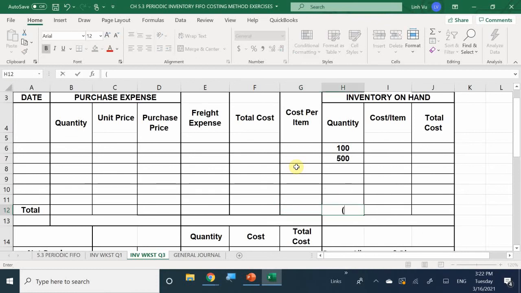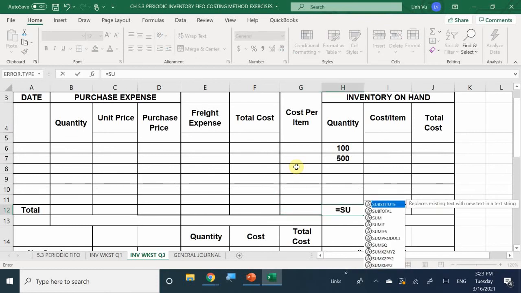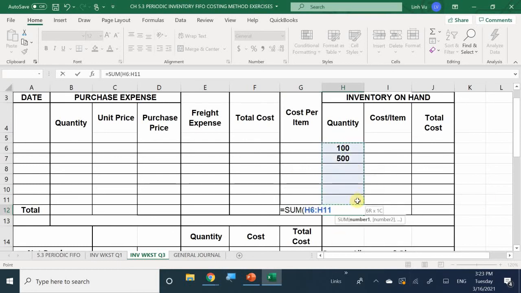Oh. One more over. Okay, so equal sum. Wait, what worksheet are you working on? I'm on the new one. The second one.